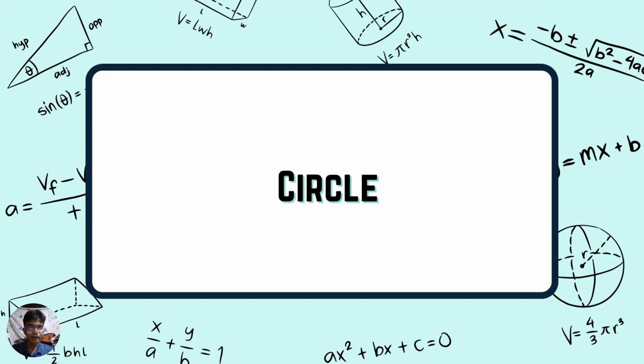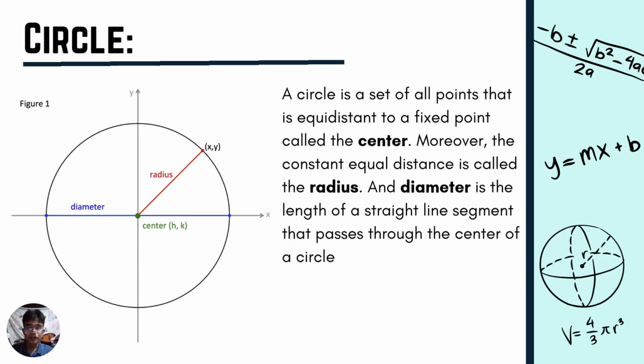Now we're going to discuss the circle. A circle is a set of all points that are equidistant to a fixed point called the center. Moreover, the constant equal distance is called the radius, and the diameter is the length of a straight line segment that passes through the center of a circle.